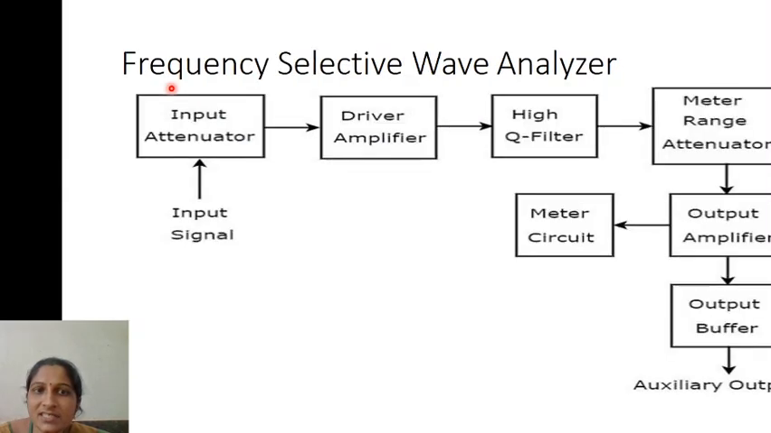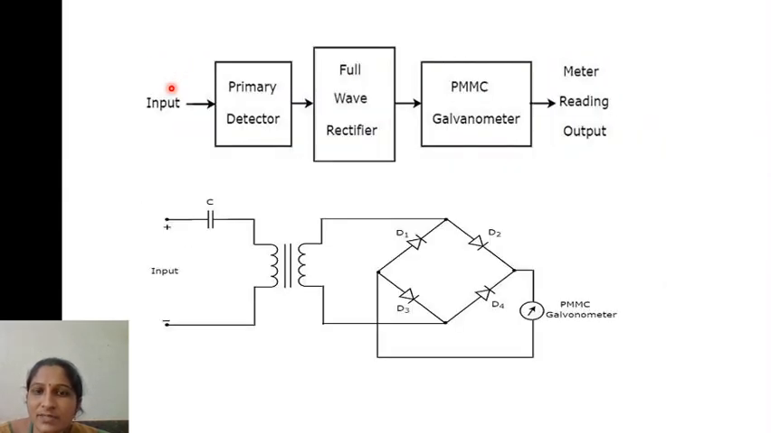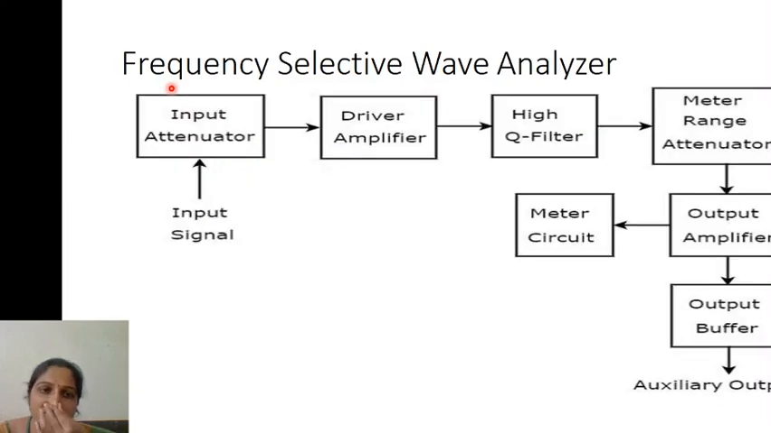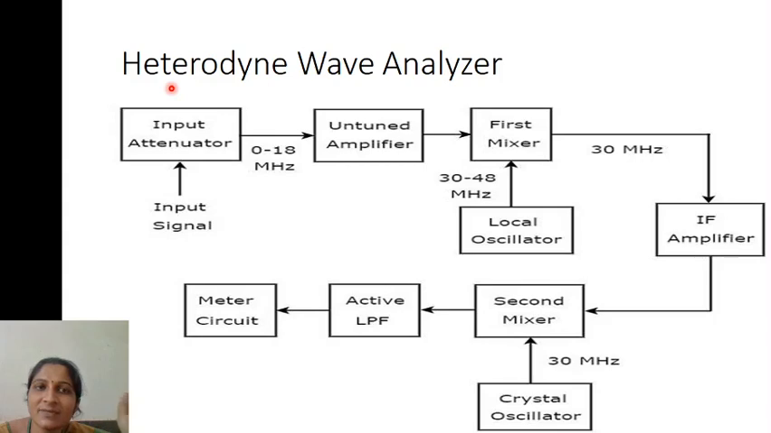A wave analyzer is used to analyze a particular wave or to measure a particular frequency. These wave analyzers are classified into two types: frequency selective wave analyzers and heterodyne wave analyzers. In the frequency selective wave analyzer, we measure the frequencies of audio signals, and the frequencies of radio signals can be measured by using the heterodyne wave analyzers.